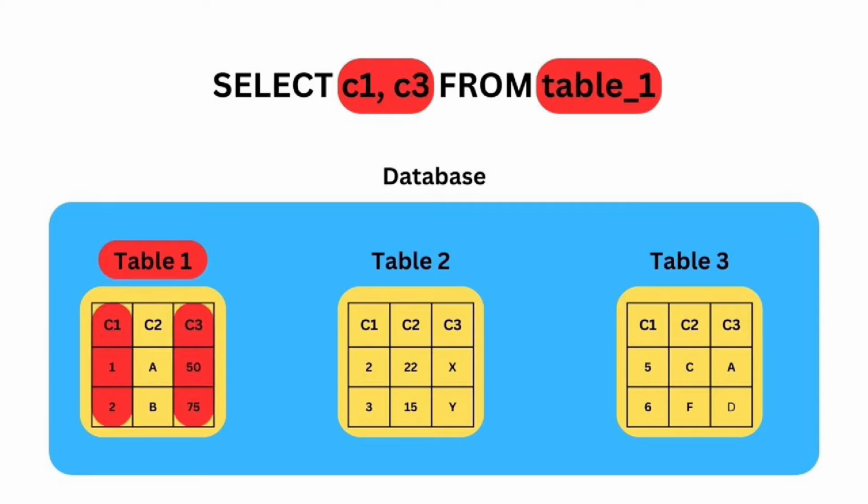And keep in mind, these don't need to be in order. So if you only wanted column 1 and column 3, you would just say select the names of your columns separated by commas, and then from the table you want them in.